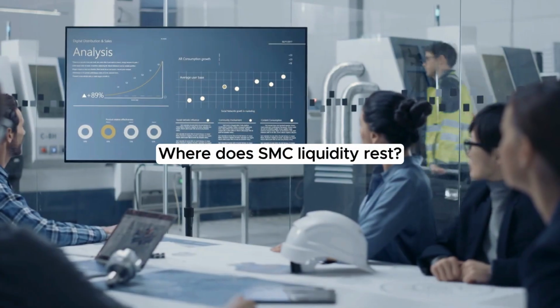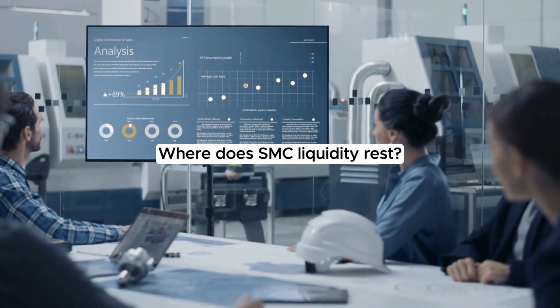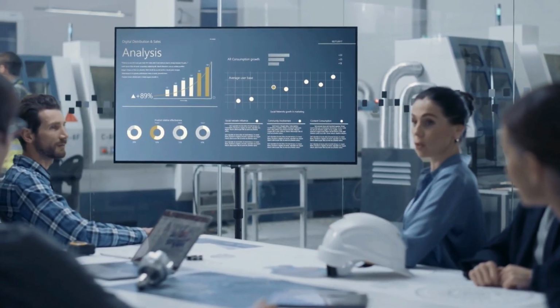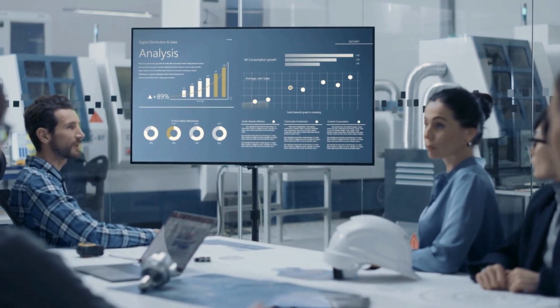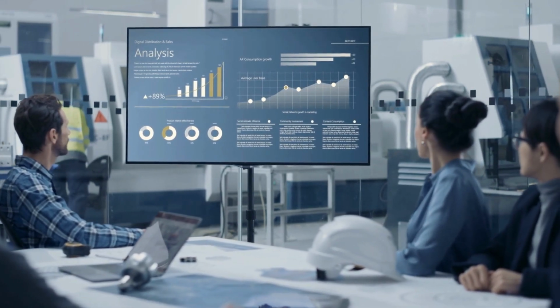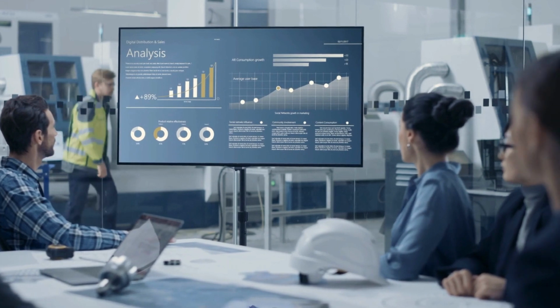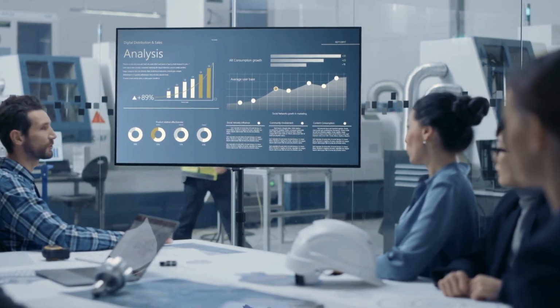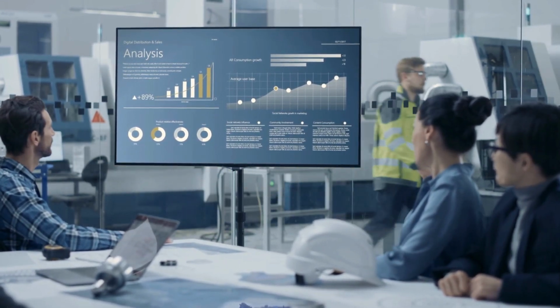So where does smart money liquidity rest? Smart money traders, comprising institutional investors and large financial institutions, strategically position their liquidity to maximize trading efficiency. Here's where smart money liquidity typically rests in the Forex market.